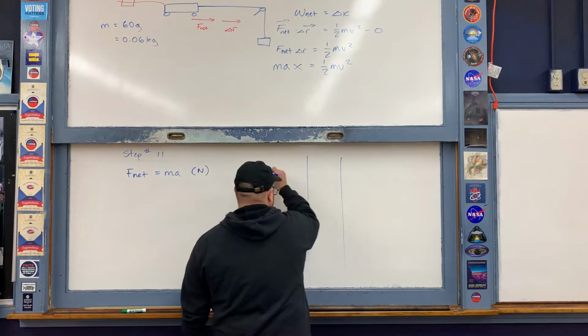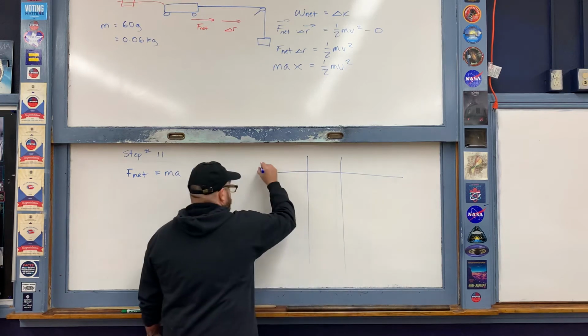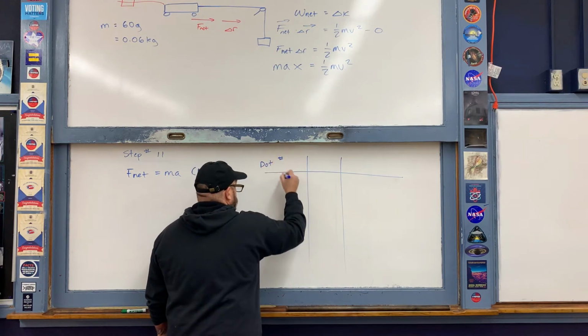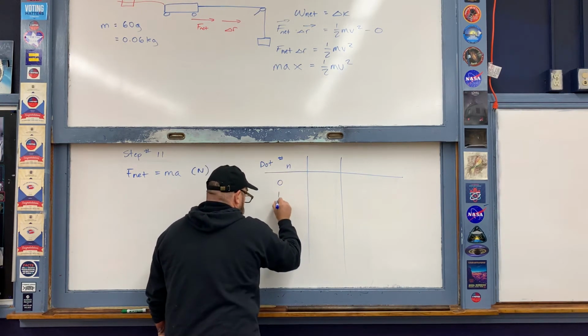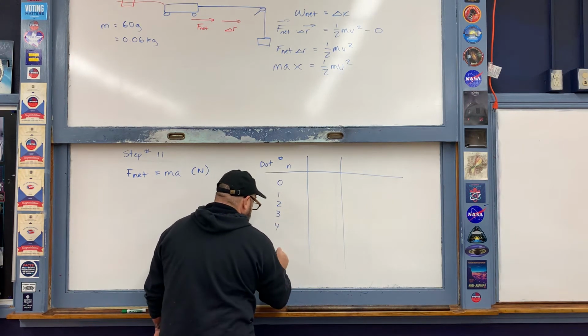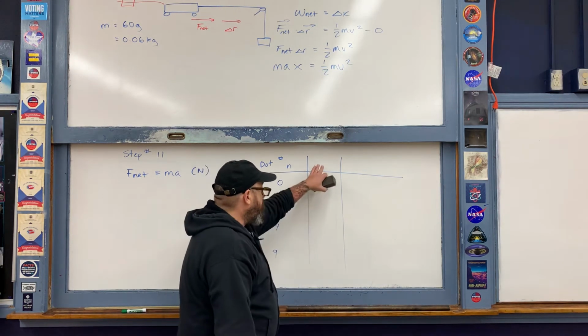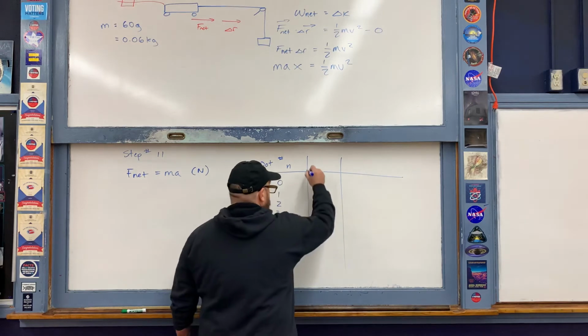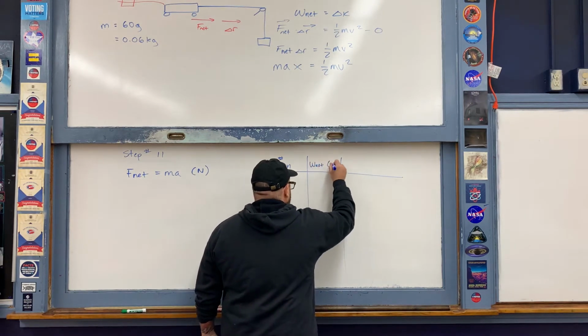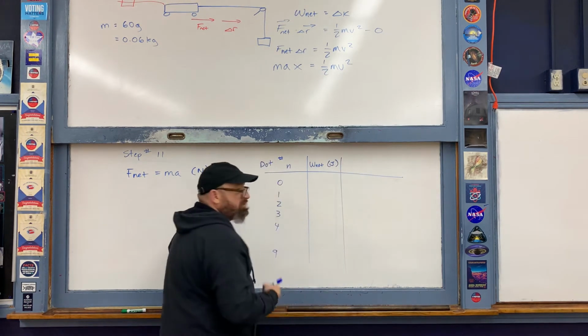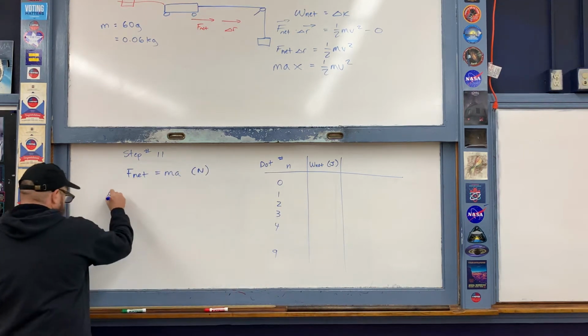Okay, first of all, we have the dot number once again, in terms of n: 0, 1, 2, 3, 4, and so on, up to dot 9. And then we have the next column, which is the net work in terms of joules. And here's then how you calculate the net work.